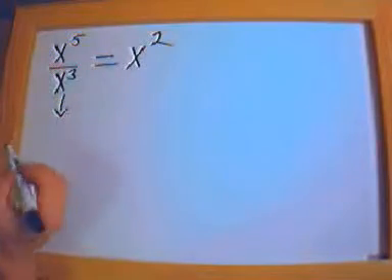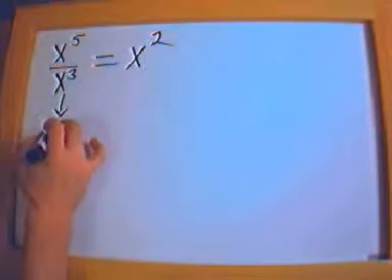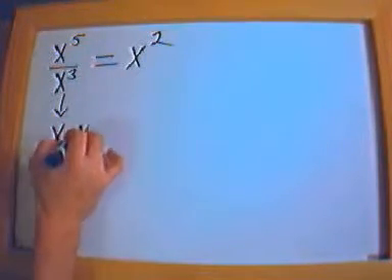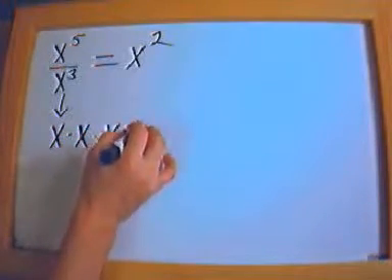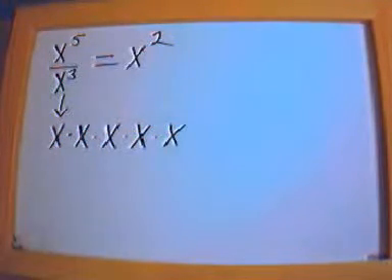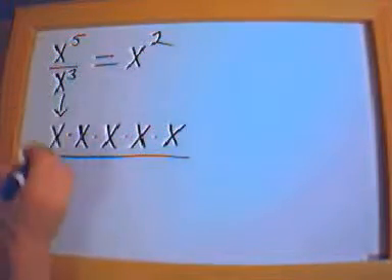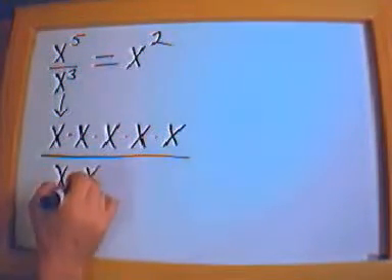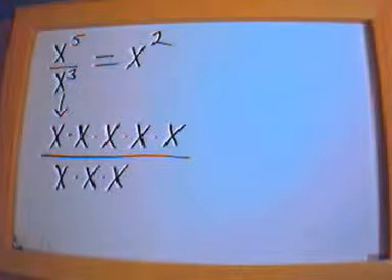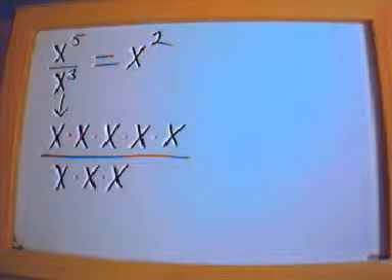Let's say we were going to take the top. What is the top? X to the fifth is x times x times x times x times x. Like that, 5 x's, divided by 3 x's: x times x times x. Okay? And you remember what we said about fractions a long, long time ago when we first learned fractions with numbers, is that anything common to the top and anything common to the bottom, you could kind of erase, okay?